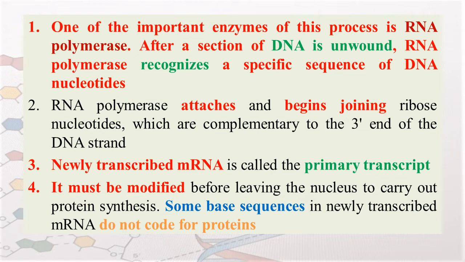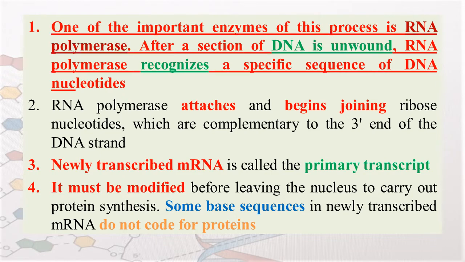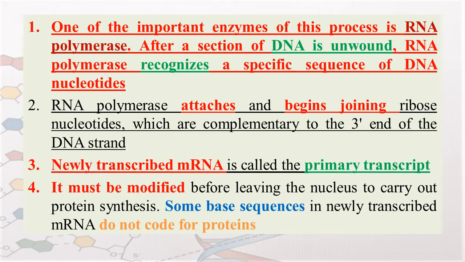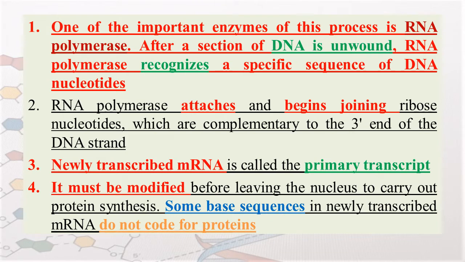After a section of DNA is unwound, the RNA polymerase recognizes a specific sequence of DNA nucleotides. This is an important function, to read the genetic information present in the DNA. The RNA polymerase attaches and begins joining ribose nucleotides which are complementary to the 3' end of the DNA strand. The newly transcribed messenger RNA is called the primary transcript. It must be modified before leaving the nucleus to carry out the protein synthesis process.